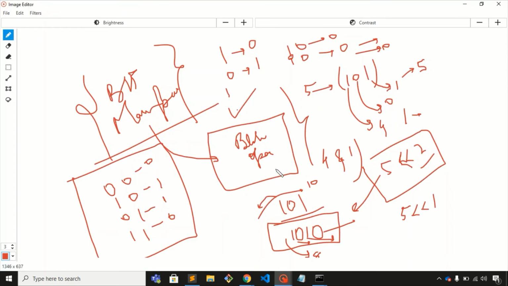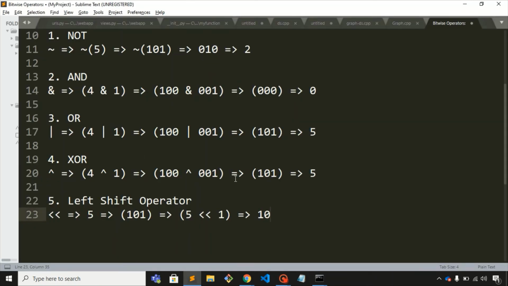Also, in the case of the left shift operator, if I define any number x, then the left shift operator, and let's say y, so x left shift y, the result will be x into 2 to the power y. So we have the power function of 2 and y. So this is about the left shift operator.